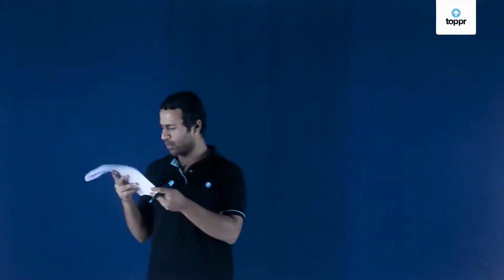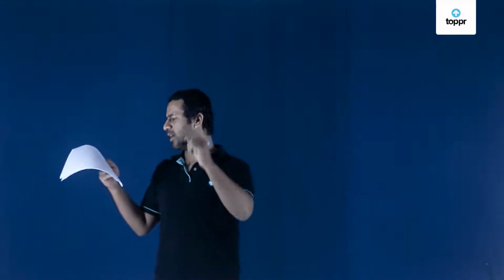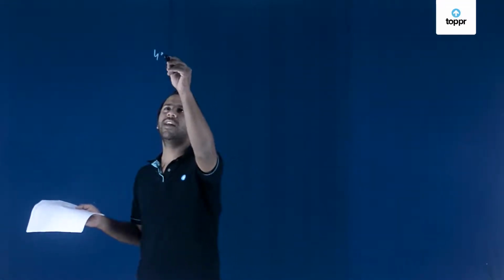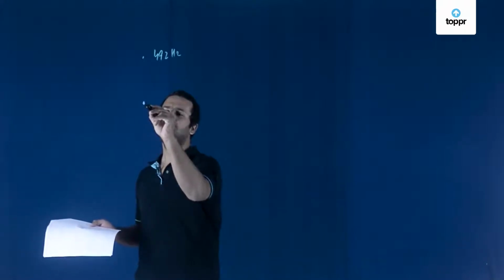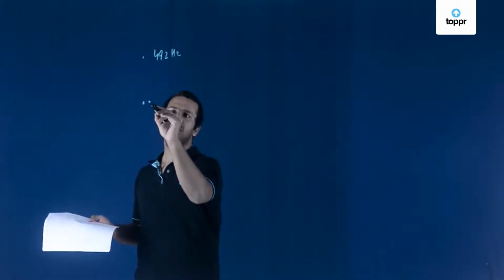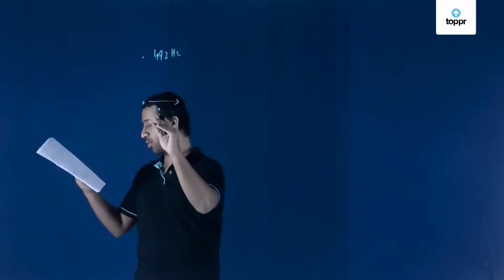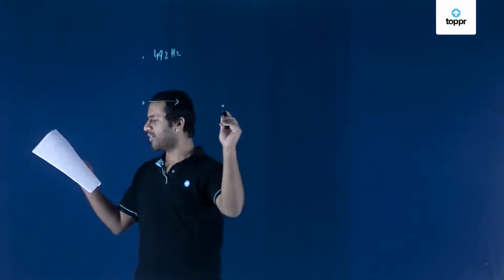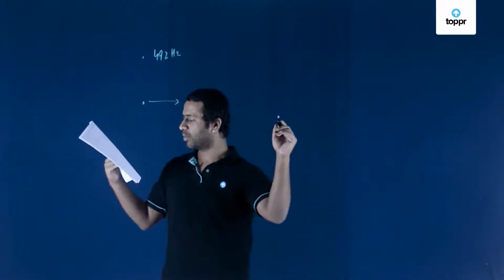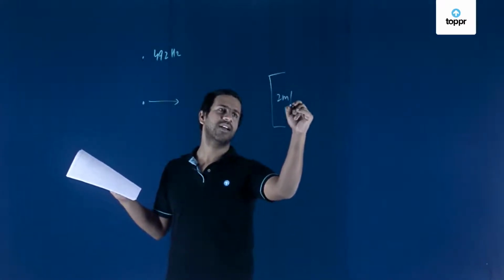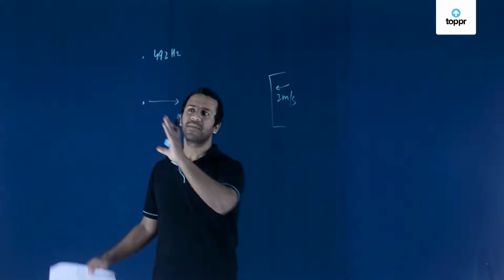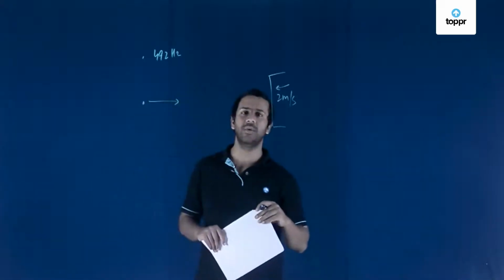Hello again. In this question, we are given that a stationary source emits a sound of frequency 492 Hertz. So, the source is stationary. From here, it is emitting a sound of frequency 492 Hertz. The sound is reflected by a large car approaching the source at the speed of 2 meter per second. So, this car is approaching this source at 2 meter per second.